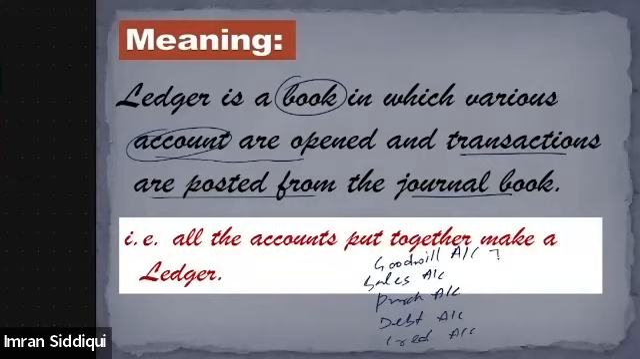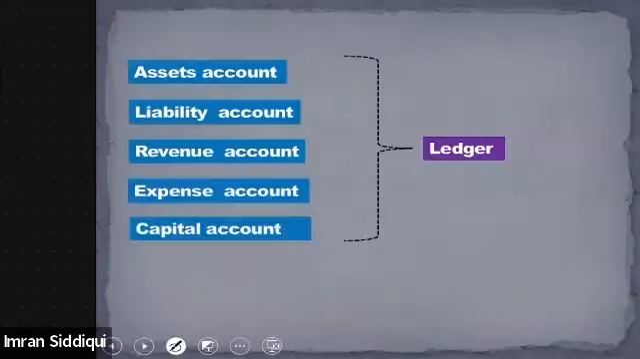All these different types of account are known as what? This is called ledger. Collectively, this is called ledger. Now see, ledger, that is what I was explaining. Asset account, liability account, revenue, expense, capital, all these accounts collectively are known as ledger.